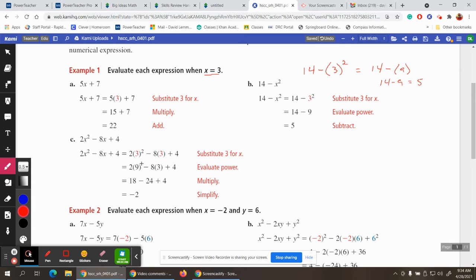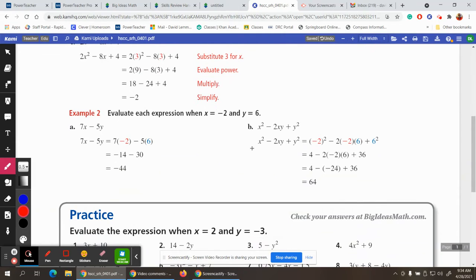Same thing here. See how they have it in parentheses here, but they don't have it in parentheses here. See, doesn't make sense. All right, so 2x squared minus 8x plus 4 is actually 2 times 3 squared minus 8 times 3 plus 4. See, they do it here, but they don't do it here. There needs to be parentheses there. Okay. All right.